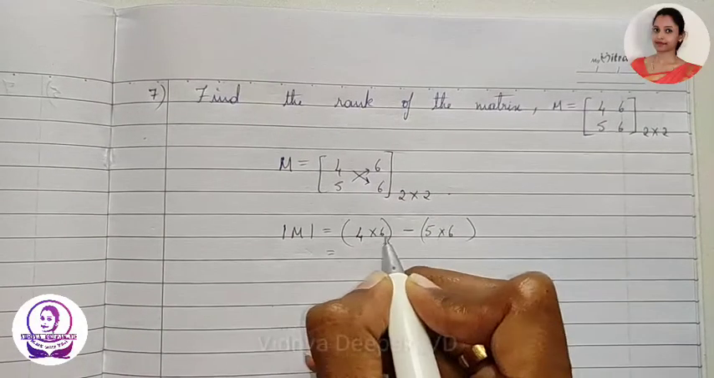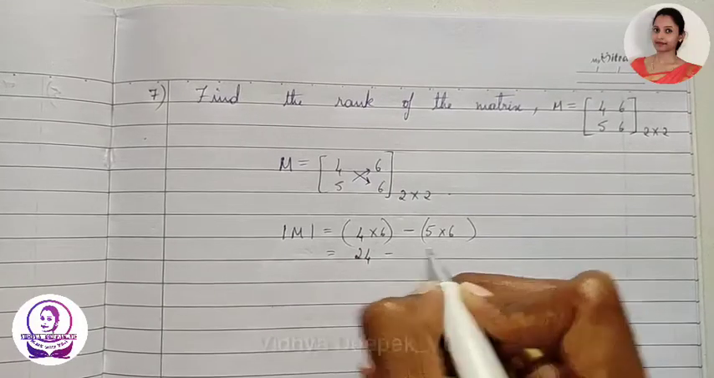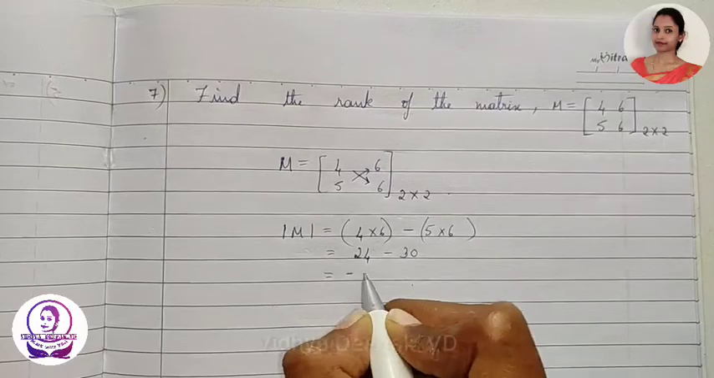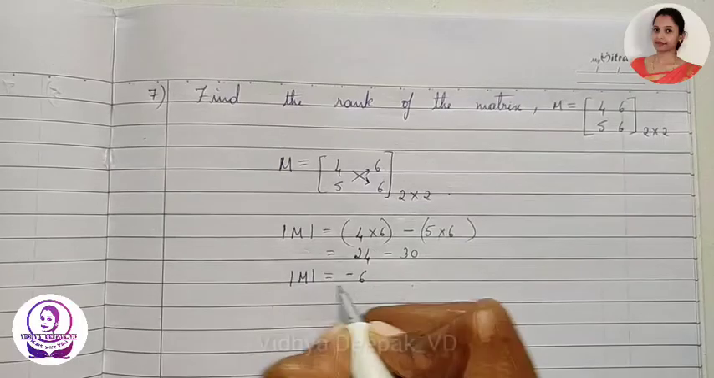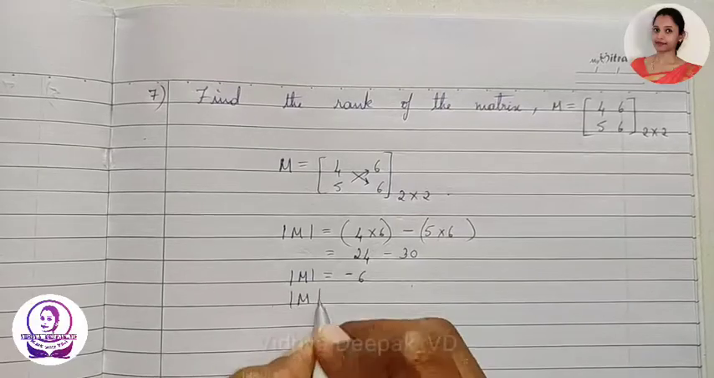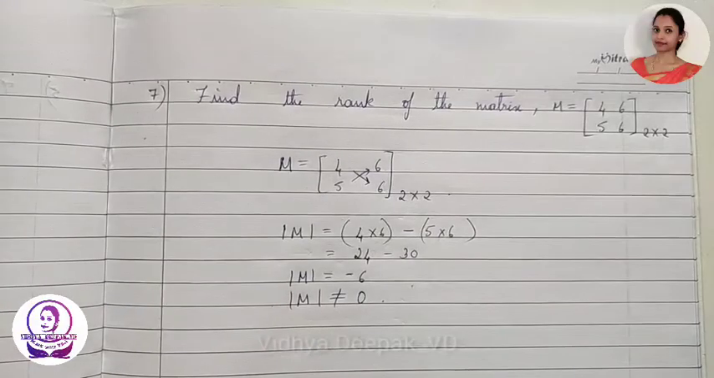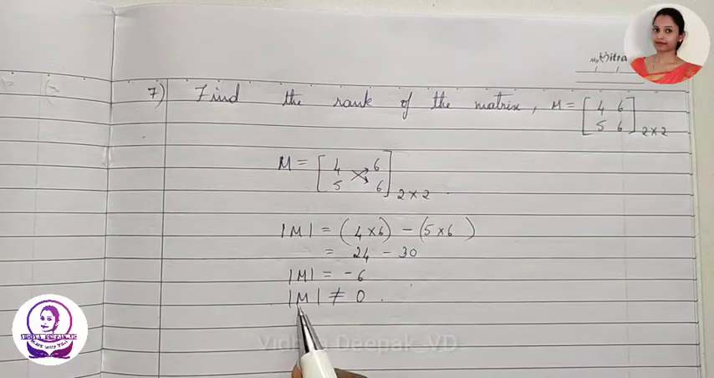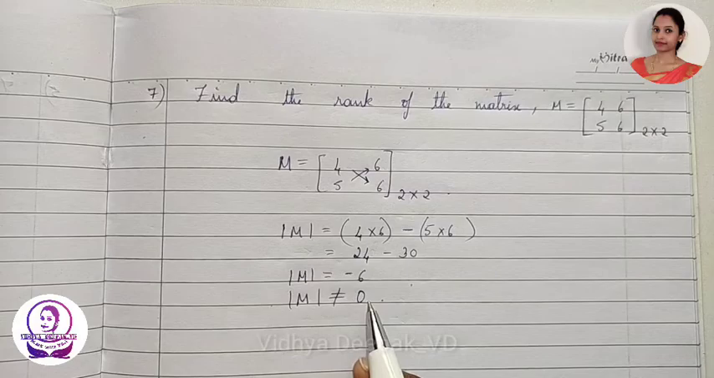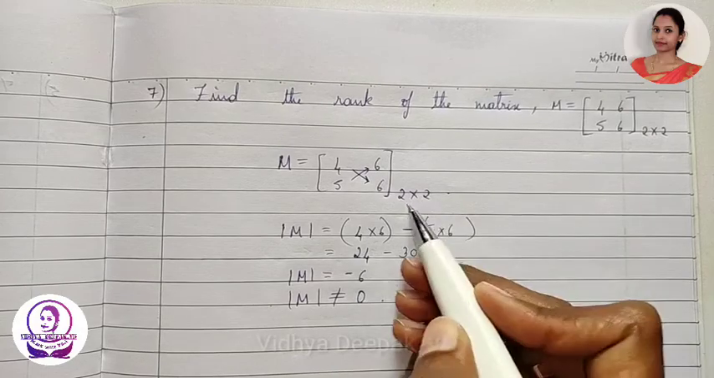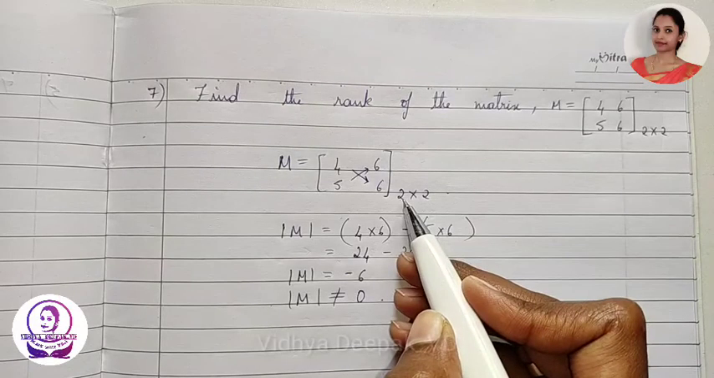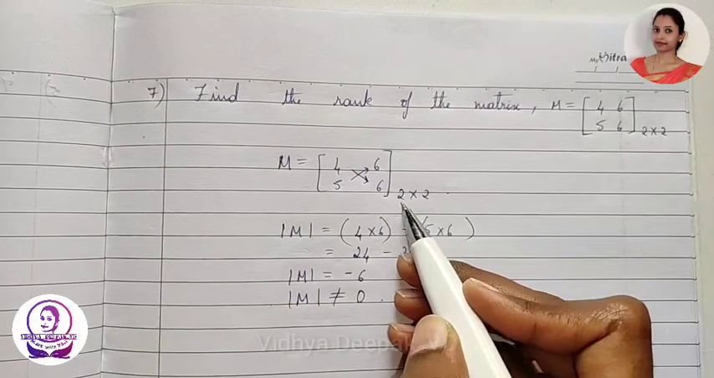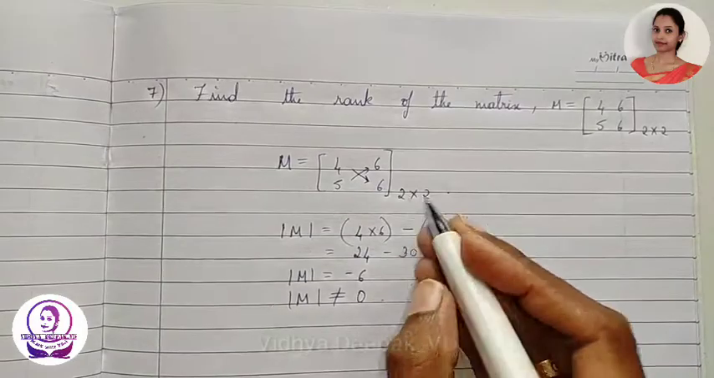What do you have? 6 4s are 24. 5 6s are 30. What do you have? Minus 6. So determinant of M is minus 6. That means determinant of M is not equal to 0. All of you agree? Here there is one note: when the determinant of the matrix is not equal to 0, the rank of the matrix is equal to the order of the given matrix. This is a 2 cross 2 matrix, right? That means the order of the matrix is 2 cross 2.